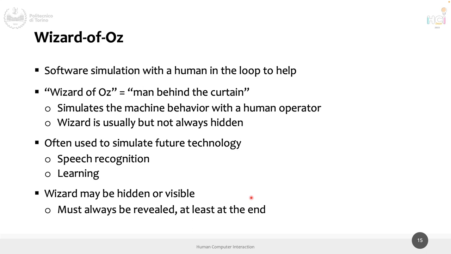Things that we can do quickly and easily, but are hard to do in technology, like speech recognition, like complete speech recognition. And learning something, remembering something, answering questions, etc. In this kind of technique, the wizard is typically hidden. In some cases, it's visible, but typically it's hidden. But in any case, at the end of the trial, it must always be revealed, so that everybody knows that this part was made by a person. But the interaction at the beginning is like you interact with a user interface, with an object, etc.